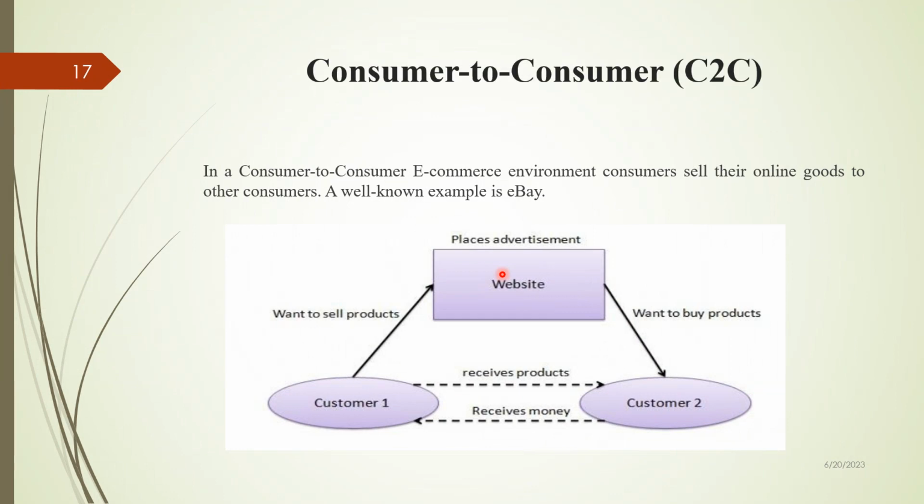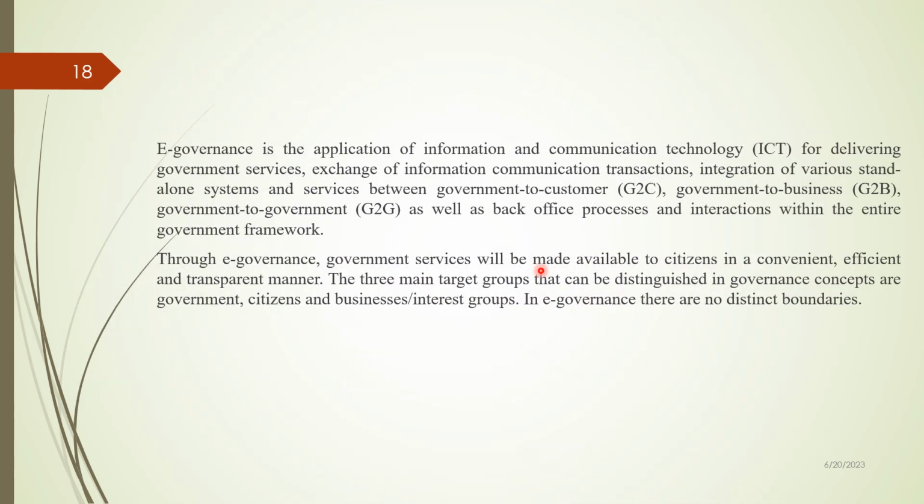We have consumer to consumer. This involves the consumer e-commerce environment. Consumers sell their goods online to other consumers. A well-known example is eBay. You can have Amazon. So you can see from here, this is the platform where customer one places a sell advertisement, and customer two wants to buy the products. And go to slide number 18.